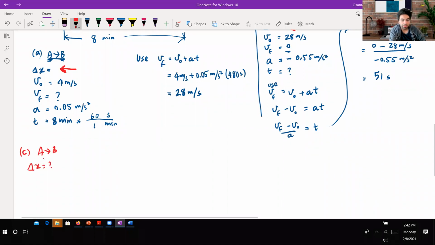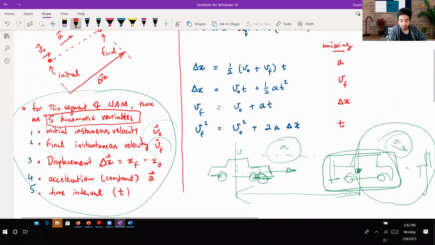But now I have everything else. I have the initial and the final velocity. The initial velocity is given. The final velocity is something that we found. The acceleration is given. The time is given. So really, honestly, any equation that has delta x in it would work.